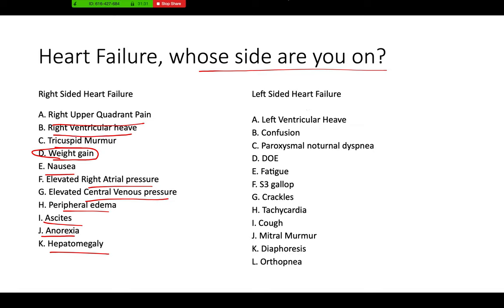Left-sided heart failure. What we look for here is a left ventricular heave. So now we're moving our fingers around to about the area right under the nipple and placing our fingers there and feeling for our ventricle heaving back and forth.